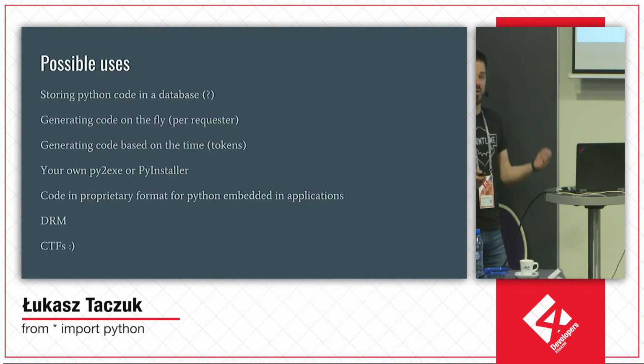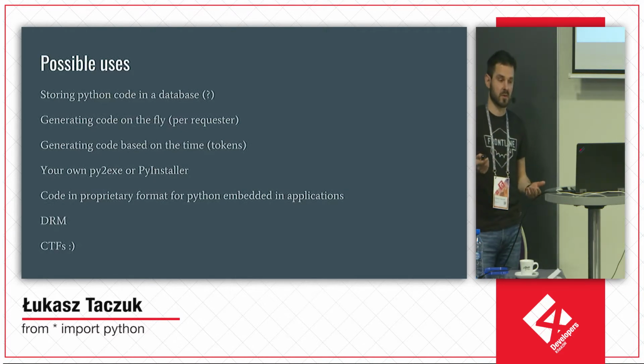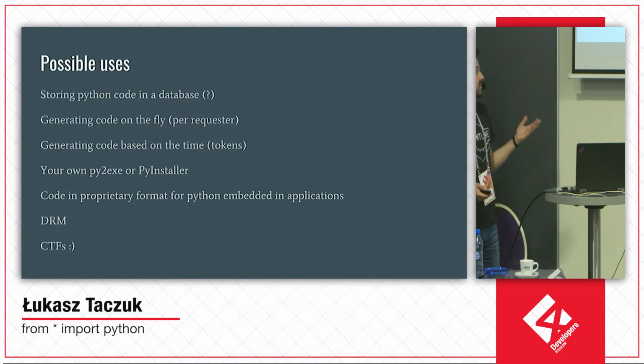But what we can do is generate code on the fly. We can generate code depending on who's asking, because you can set up your own web server that will just print the code to be executed, and depending on the user that connects to you, you can give him different Python code. You can generate the code based on time if you want, like those kinds of things like RSA tokens.